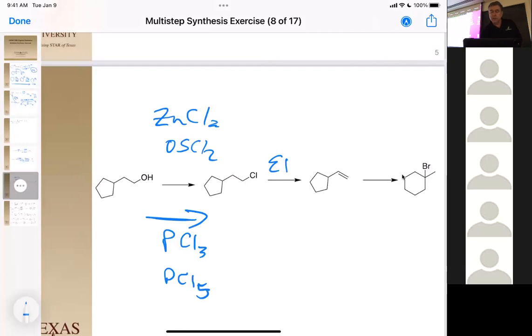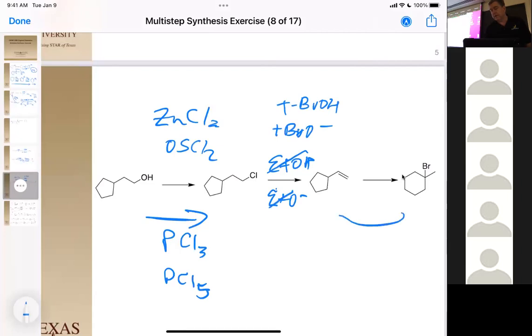EtOH with EtO- right there. It's a primary, so that might work. It also might get a little bit of substitution because it's a primary alkyl halide. So we should probably do a little bit better, do the t-butoxide with the t-butyl alcohol. That would guarantee that there is no substitution. Okay. Now, once we have this here, how does it rearrange like this? What are we doing?